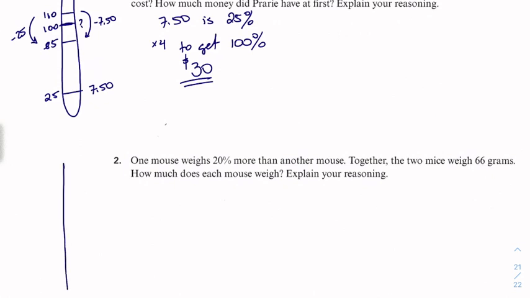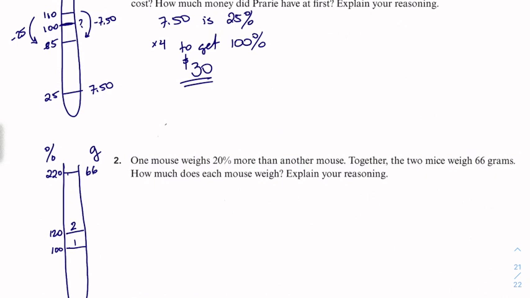Explain your reasoning. Let's set up the percent thermometer, and it seems like we have grams and percents. And one mouse weighs 120% of the other mouse. So this is mouse 1, this is mouse 2. This is 100, this is 120. Together, the two mice weigh 66 grams. So together, how many percent will that be if you put one mouse together with a second mouse? Wouldn't it be 220%? More than twice the first mouse? And together they weigh 66 grams.